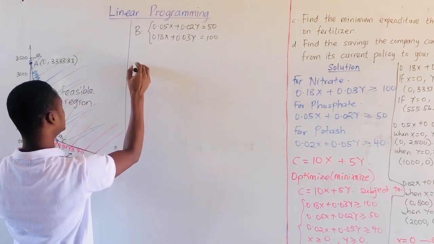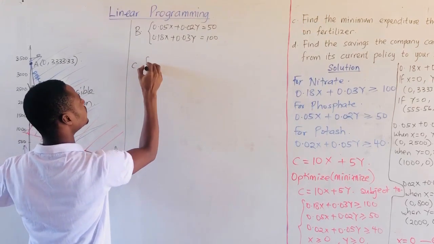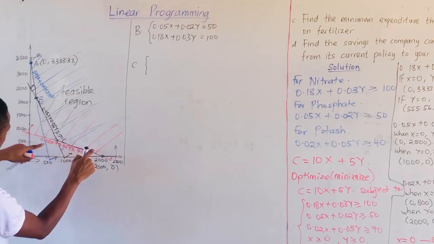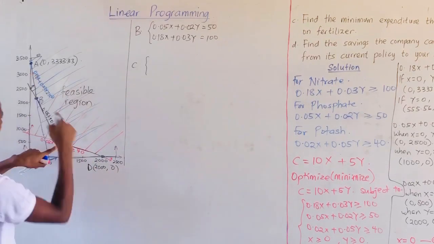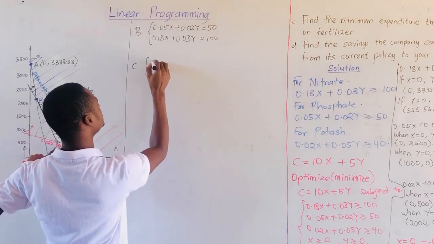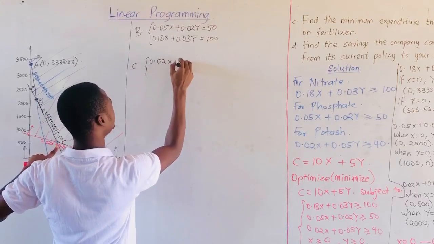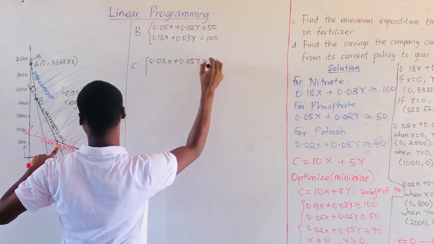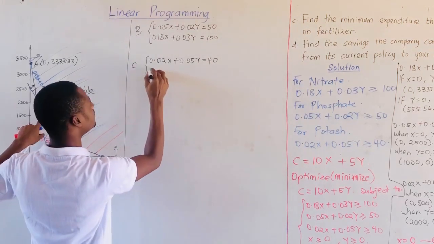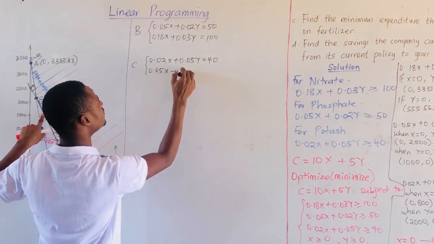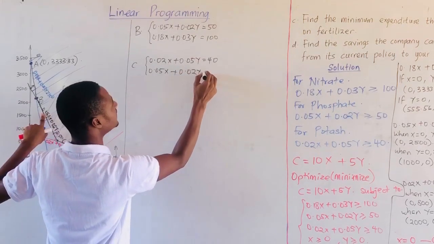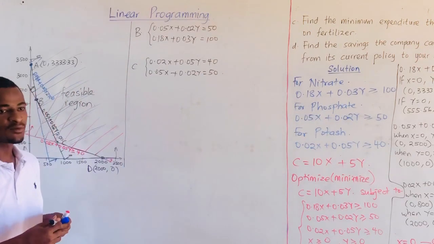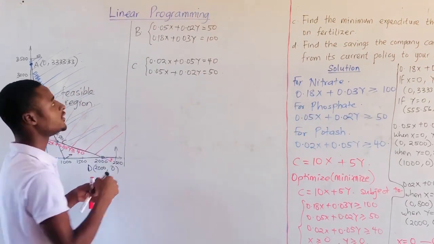Then for point C, we will solve the 2 equations for this line and then the black line. So we will have 0.02x plus 0.05y equal to 40. And then for this one, 0.05x plus 0.02y equal to 50. Solve these simultaneously and get the following values.